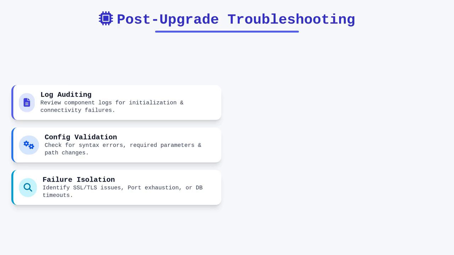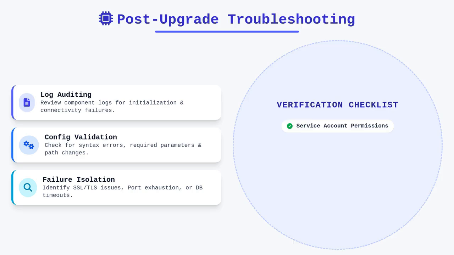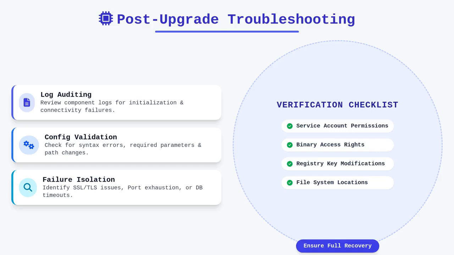By analyzing the installation logs and the specific component debug logs, you can usually isolate the point of failure, whether it pertains to SSL, TLS certificate binding, network port exhaustion, or database connectivity timeouts. Always verify that your service accounts possess the necessary permissions to access the updated binaries and modify the required registry keys or file system locations. Maintaining a checklist of these specific post-upgrade verification actions is an excellent way to ensure your environment recovers as intended after the software transition is complete.